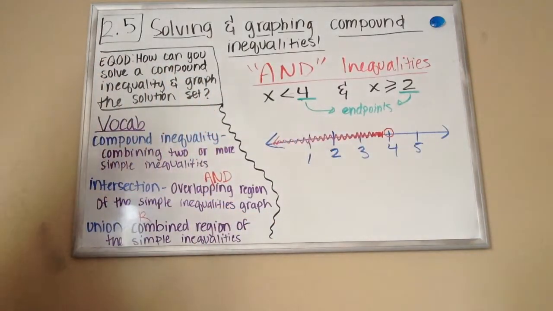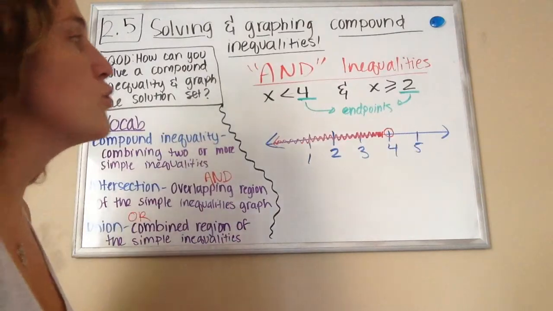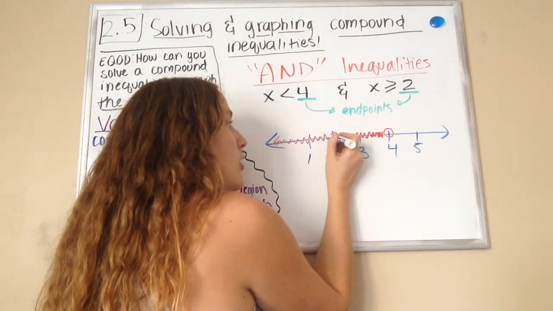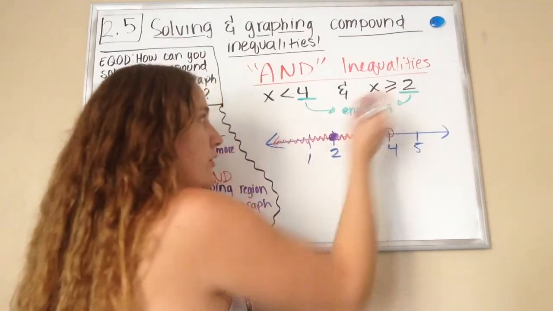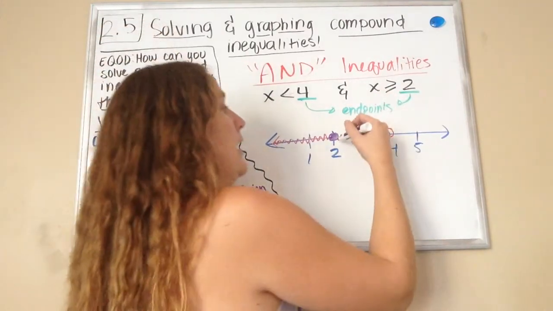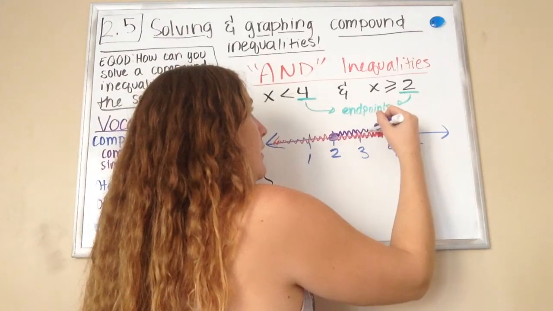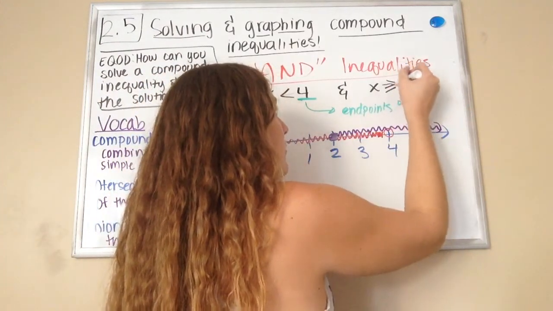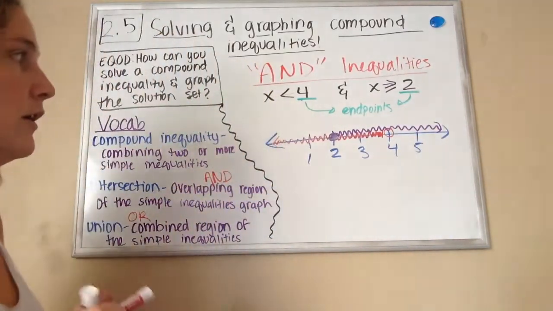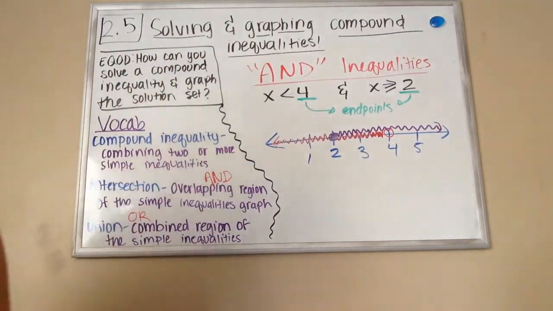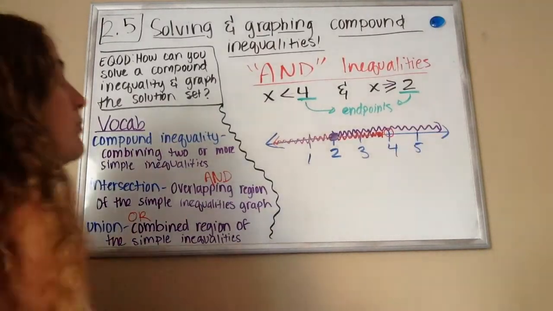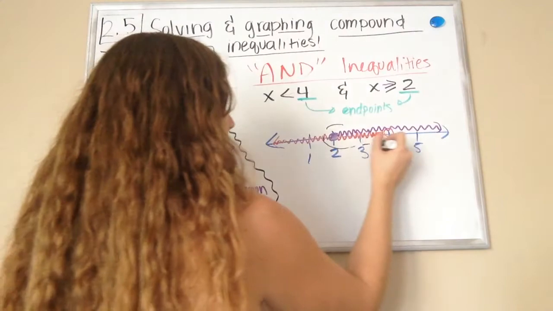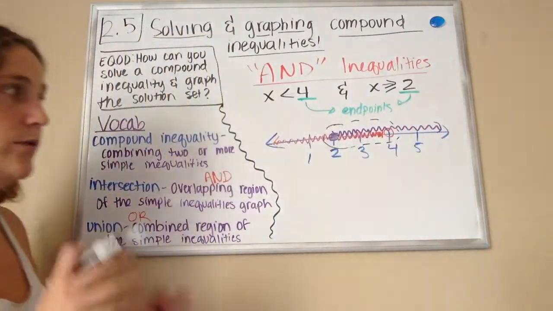Right? And now let's look at this one. X is greater than or equal to 2. So this needs to be a closed dot because it has a line underneath it. It can be equal to, and it needs to be shaded in this direction. Make that into an arrow, it's pointing to the right. Okay, but we only want the overlapping region. We only want the stuff that's both red and purple, which is this stuff in here. That's the only stuff we want to include.